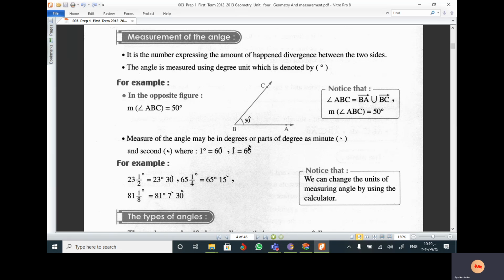For example, 23.5 degrees equals 23 degrees and 30 minutes. 65 and a quarter degrees equals 65 degrees and 15 minutes. We know that 1 degree equals 60 minutes, like an hour. So half a degree equals 30 minutes, and a quarter degree equals 15 minutes. And 81 and 1/8 degrees means 81 degrees, 7 minutes and 30 seconds.